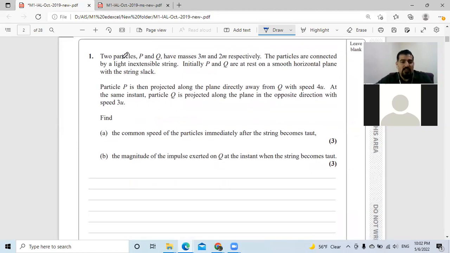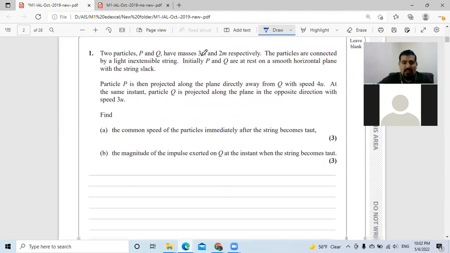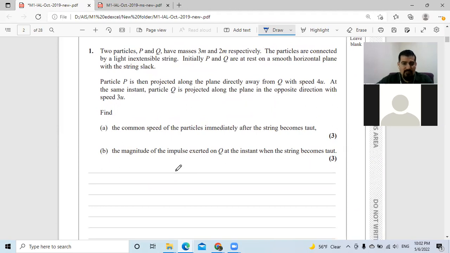Bismillah ar-Rahman ar-Rahim. 2 particles P and Q of masses 3m and 2m respectively. This is 3m, this is P, and this is 2m, this is Q. The particles are connected by a light inextensible string. Initially P and Q are at rest. We have a light inextensible string, like this, with the string slack.